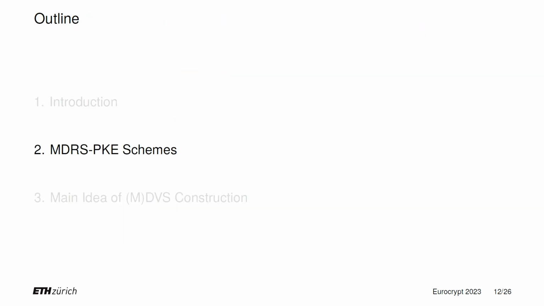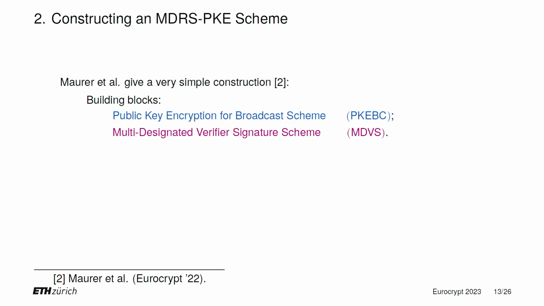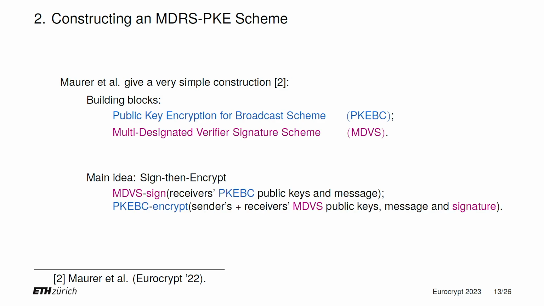Okay, so now let's just have a brief overview of how to construct an MDRS-PKE scheme. There is a very simple way to construct such a scheme, and as building blocks, we use public key encryption for broadcast and a multi-designated verifier signature scheme. The main idea for this construction is to use the MDVS scheme to sign the receiver's PKE-BC public keys and the message, and then encrypt everything using this PKE-BC scheme. So we encrypt the sender's and the receiver's MDVS public keys, the message, and the signature. The final ciphertext is just this PKE-BC ciphertext.